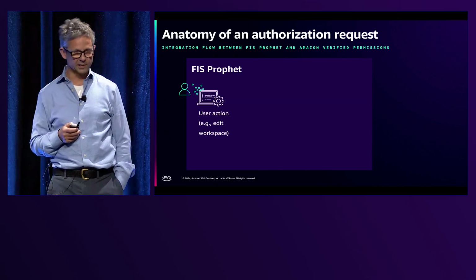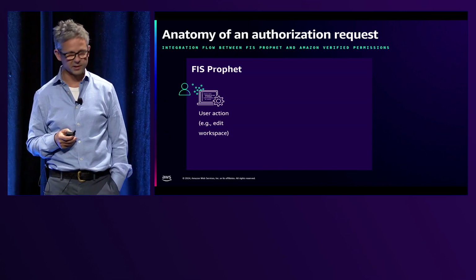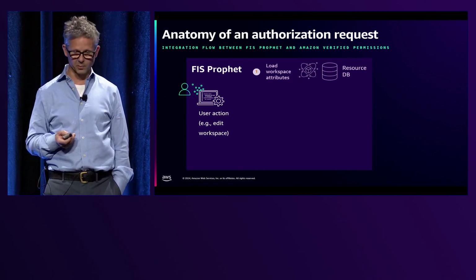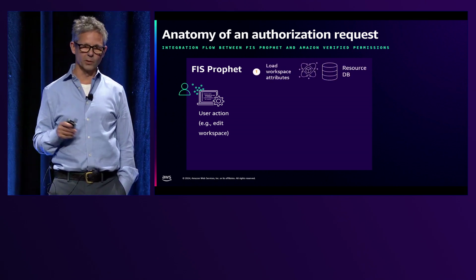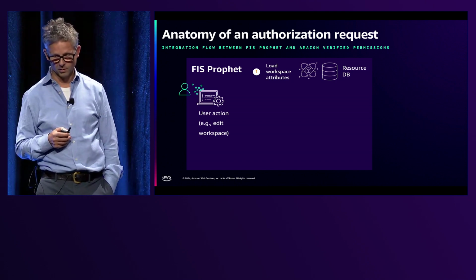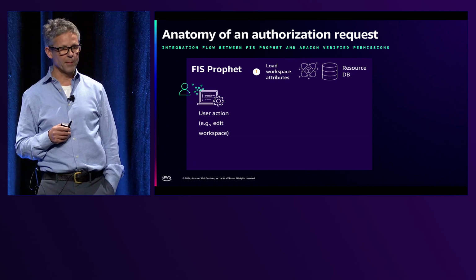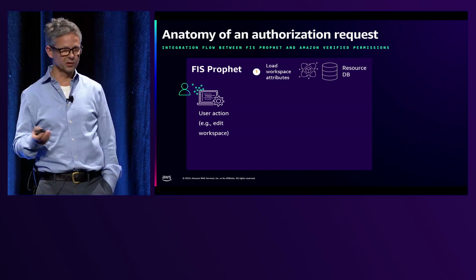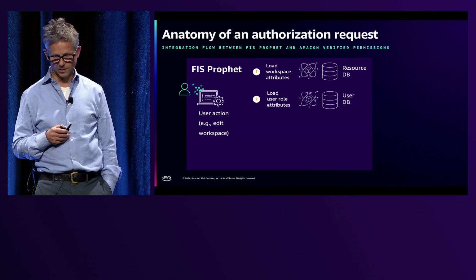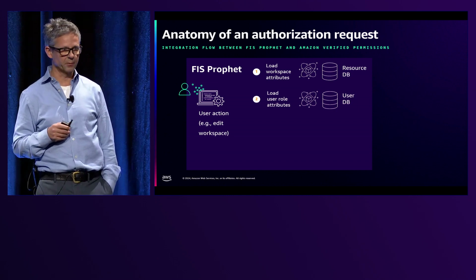So the challenge is we have a user, said user is attempting to take an action, edit, on a resource, which is a workspace. The first thing we need to do within the application is collect information about that resource. So there's a resource database, we get the attributes pertinent to the resource. Then similarly, we need to collect information about the user.